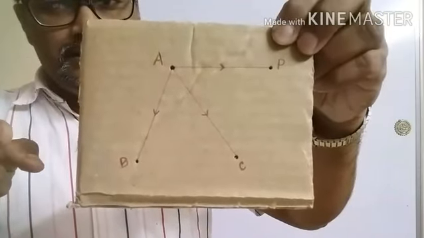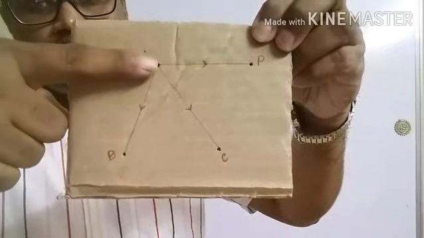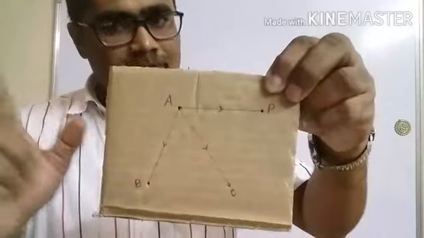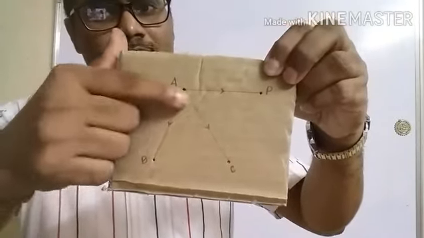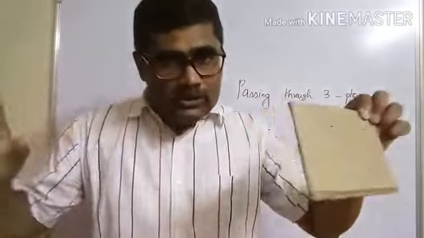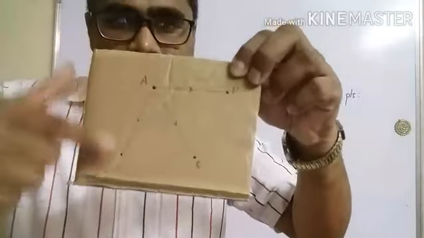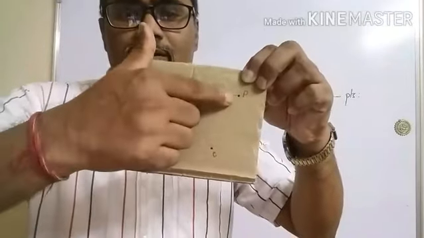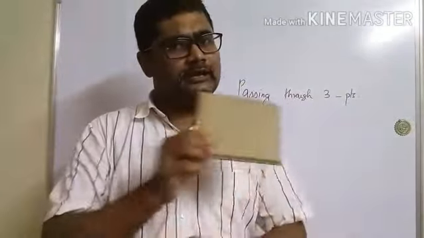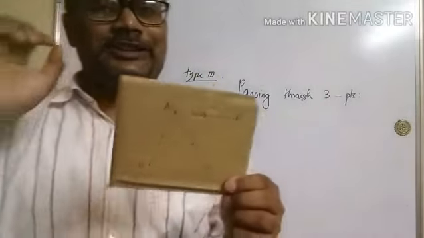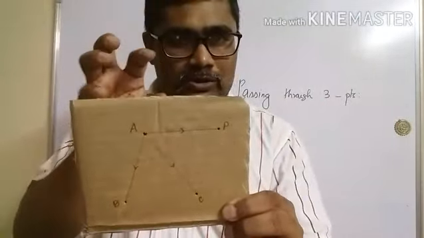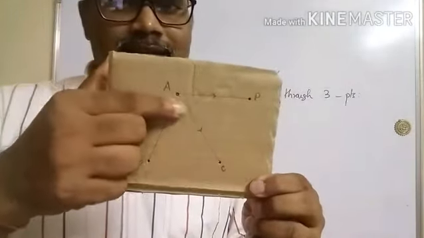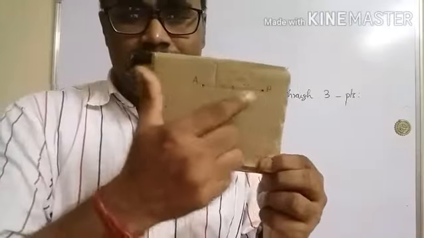What I did, point A has been joined to points B, C and P. Choice is yours. You can even join B to this. No restriction at all that you have to join like this only, right? You will be getting the same equation every time. But to keep the look of the equation the same as in the book, I did join A to B, A to C and A to P.